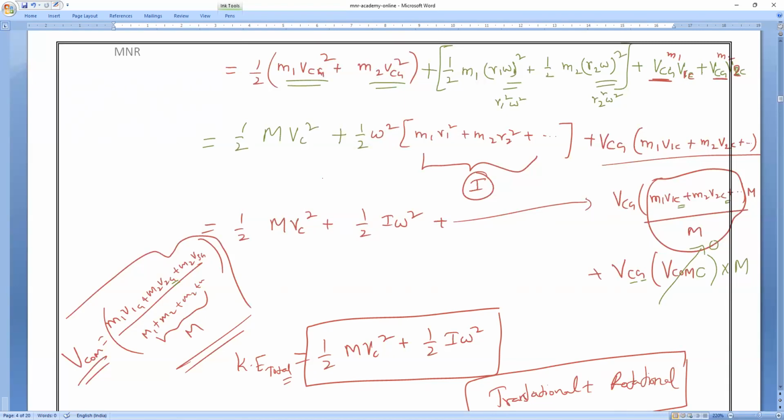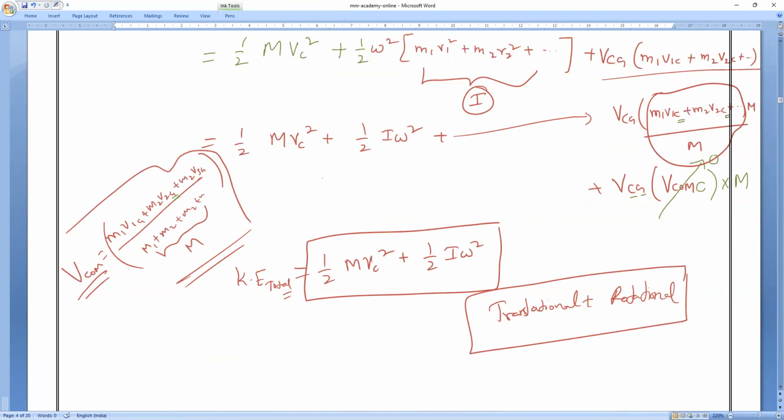While we are solving numericals, sometimes very tough sums will come. So by that time, this will help us to solve them. Are you clear, everybody? Yes, sir.